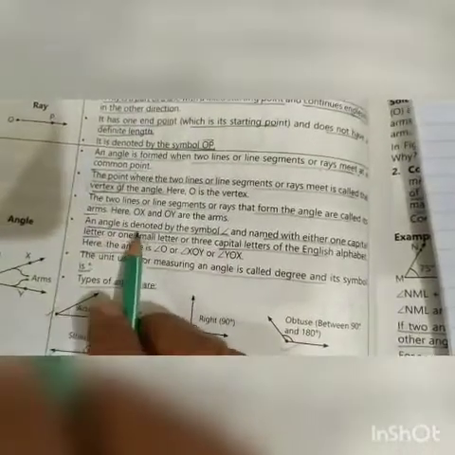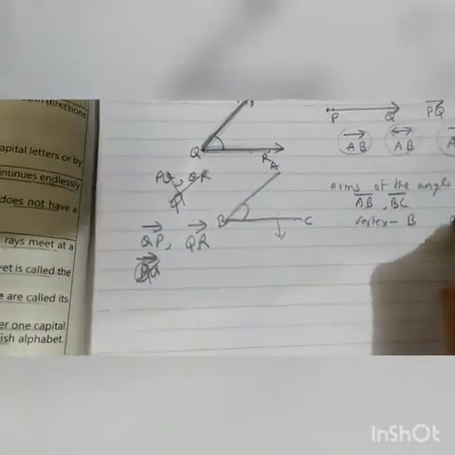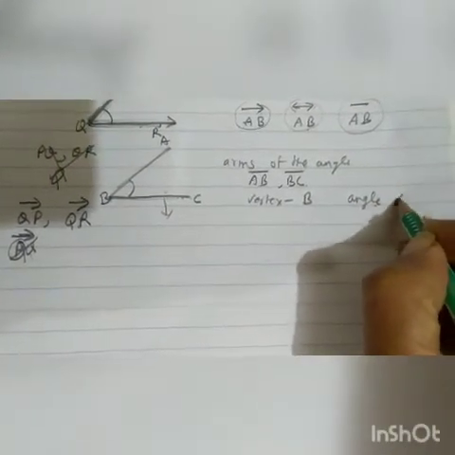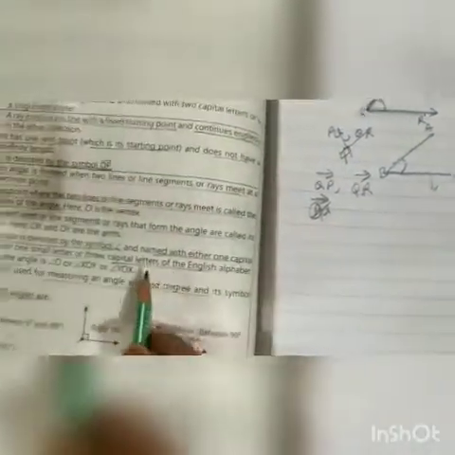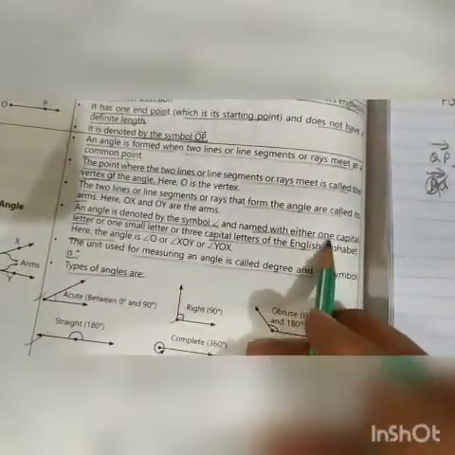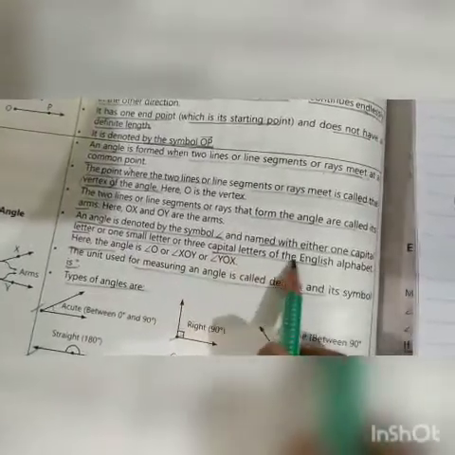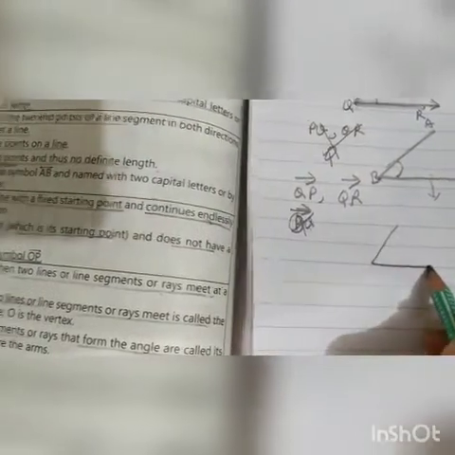Now an angle is denoted by this symbol. When we have to write angle, in place of writing the spelling of angle, we can put this sign, a small sign of angle like this. Clear? And it is named with either one capital letter, or one small letter, or three capital letters of the English alphabet. Here the angle is O. See students here, I am drawing one angle here.